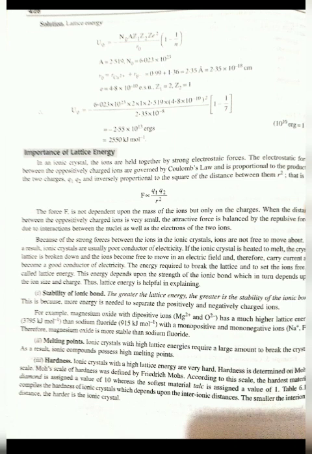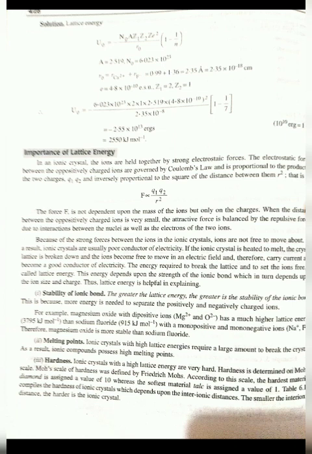Because of the strong forces between the ions in ionic crystals, ions are not free to move about. As a result, ionic crystals are usually poor conductors of electricity. If the ionic crystal is heated to melt, the crystal lattice is broken down and the ions become free to move in an electric field and therefore carry current and become a good conductor of electricity. The energy required to break the lattice and to set the ions free is called lattice energy. This energy depends upon the strength of the ionic bond, which in turn depends upon the ion size and charge.